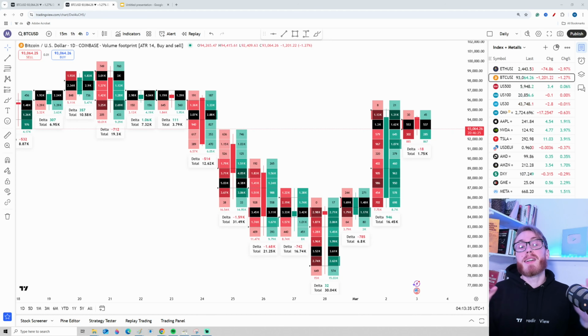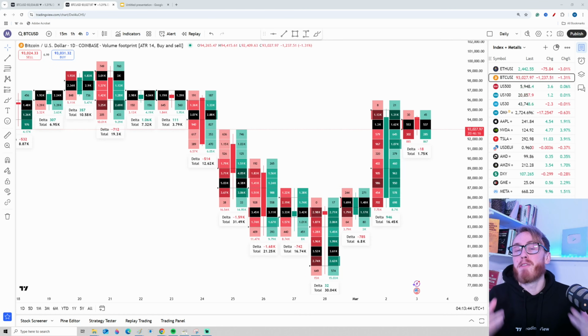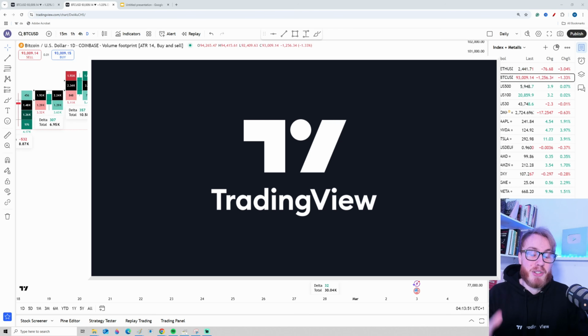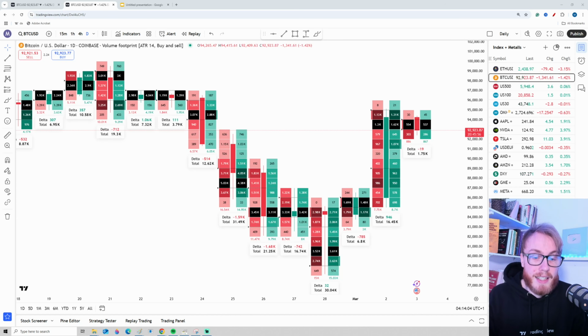Alright guys, so in this video, it's finally time to take a look at the volume footprint chart. And in my personal opinion, the volume footprint is one of the best and one of the most powerful chart types in TradingView. So in today's video, I will show you guys in a step-by-step manner, first of all, how do we find and open up the volume footprint?